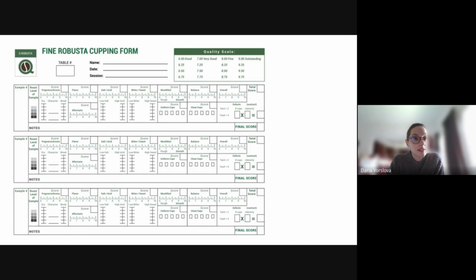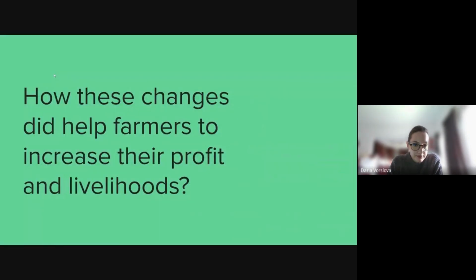So this is why the specialty coffee standard was created, to develop a better quality of coffee, to be able to provide a product with a higher value for consumers. But why is it also super important to have this job done and create a new standard? How did all these changes help farmers to increase their profits and improve their livelihoods?